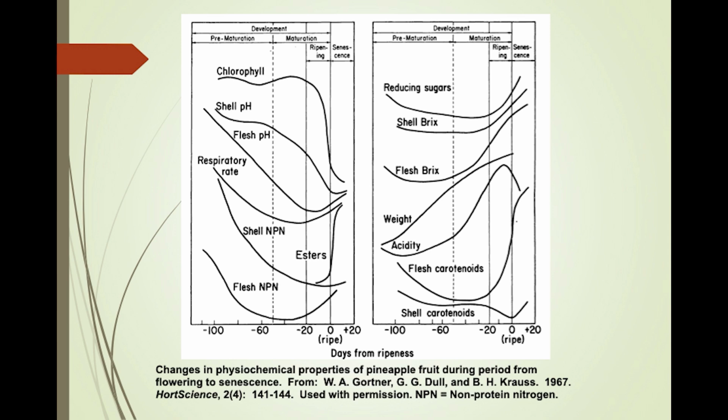In the right figure, we notice that reducing sugars increase just before and after ripening, while acidity, in contrast, goes down just before and after ripening. The flesh carotenoids increase dramatically when the fruit begin to ripen and even afterwards. So many changes are occurring during ripening, including softening of the pineapple flesh.